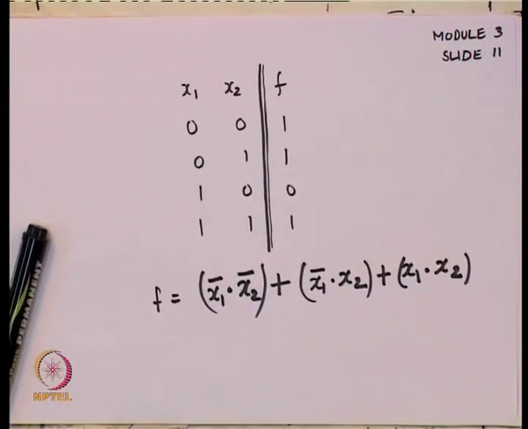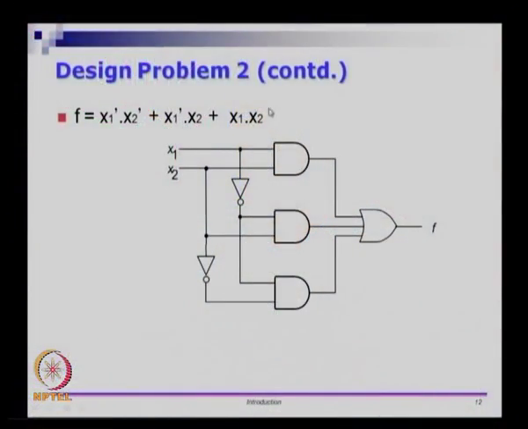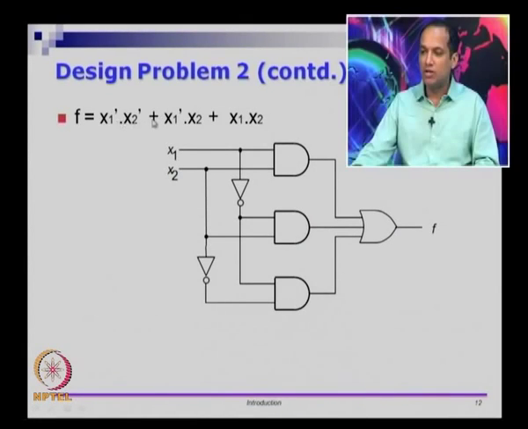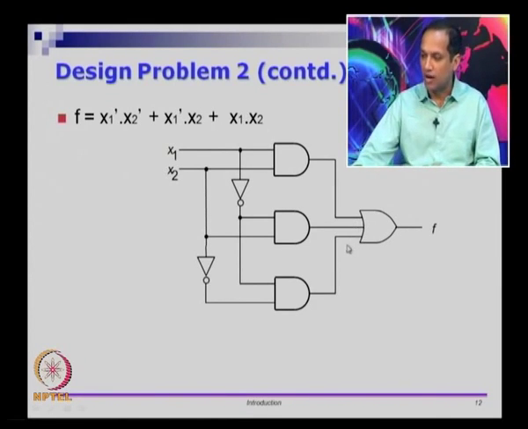To implement this circuit, we have the Boolean expression here, and we have 3 terms here, so we need 3 AND gates, and we need to combine the 3 outputs using OR. Instead of using a 2 input OR, I have used a 3 input OR gate here. A 3 input OR gate can take 3 inputs and the output will be 1 if even one of the inputs is 1. So even if one of these wires has a 1, the output will be a 1. These 2 inverters are just used to get the corresponding complemented terms.